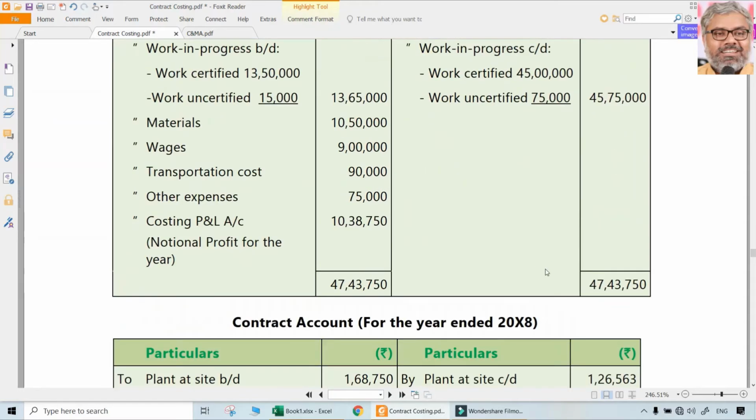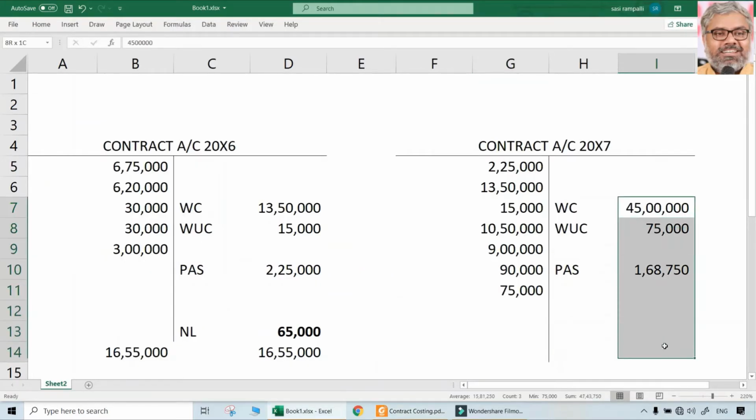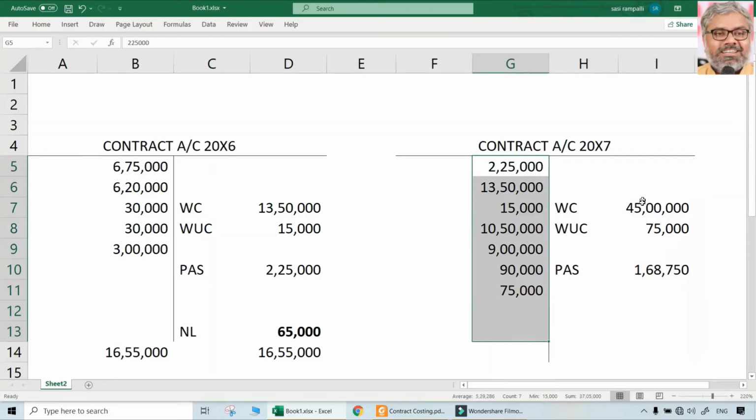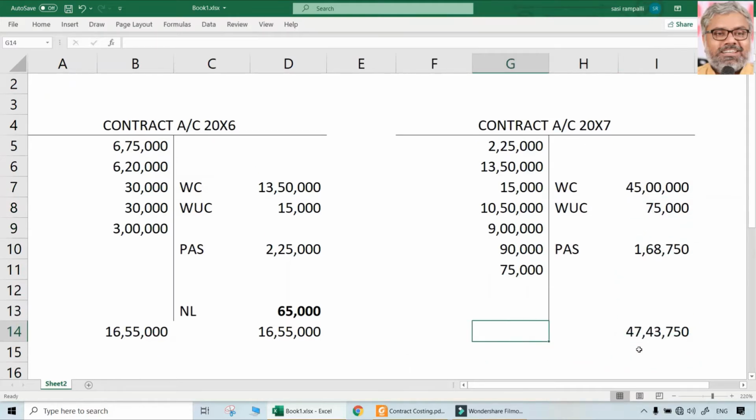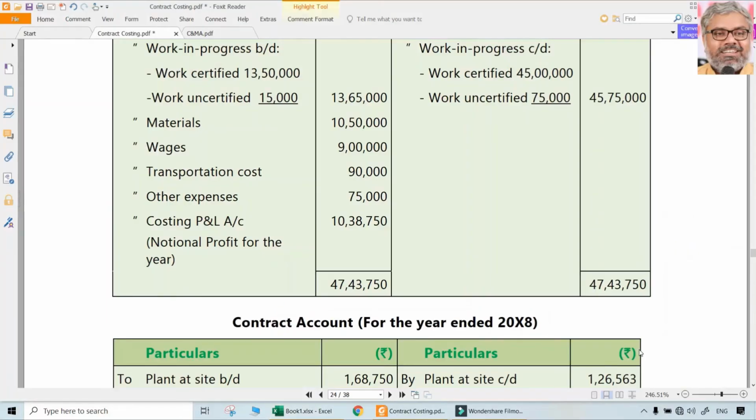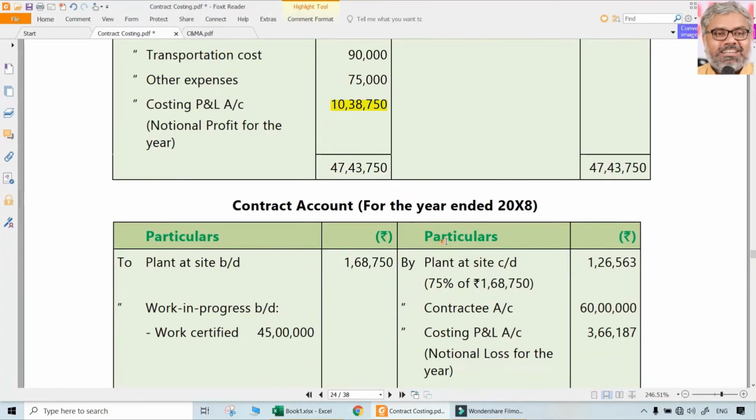Now you can just take the total of all that and see which side is higher. This is 47 lakhs. This is 37 lakhs. So definitely this credit side is higher. 47,43,750 minus all expenses which were already debited will give us the notional profit for that year. That is 10 lakhs 38,750. That's it. That was for the second year, we can say.